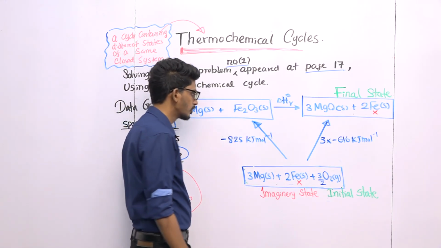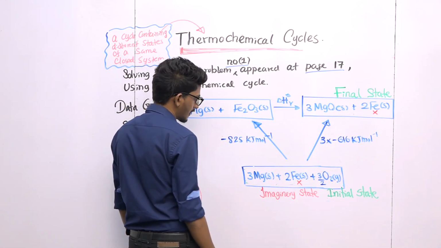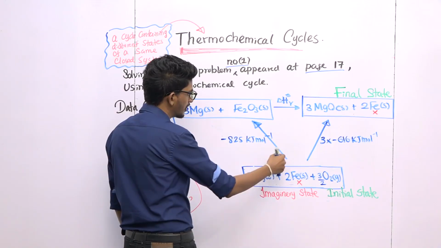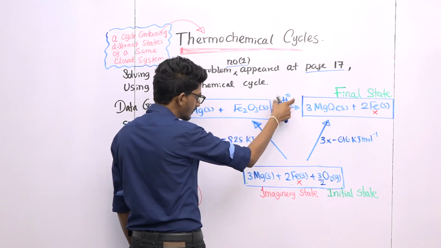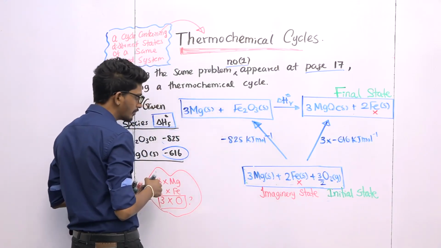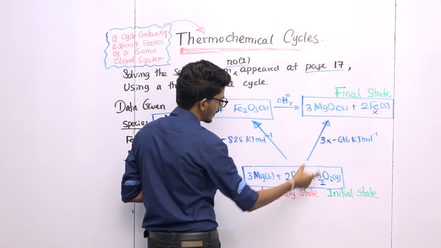So let's apply that rule. The enthalpy change when going by this route to the final state starting from the initial state is this plus this plus this. That will be equal to the enthalpy change when going by this route, that is this value.